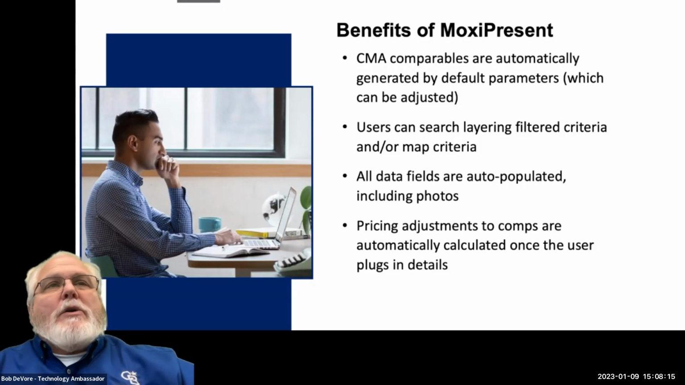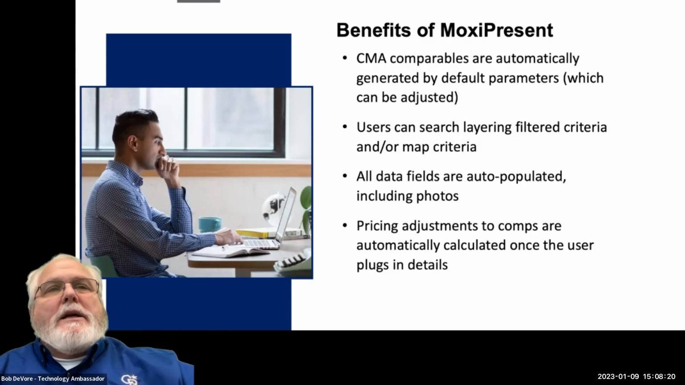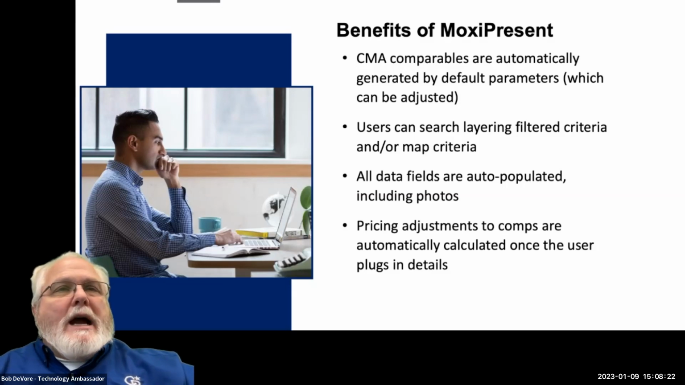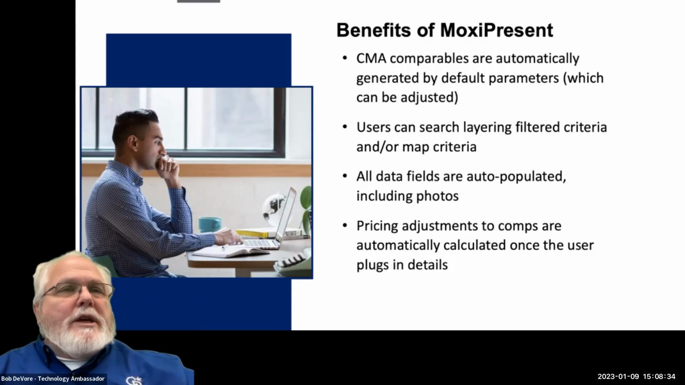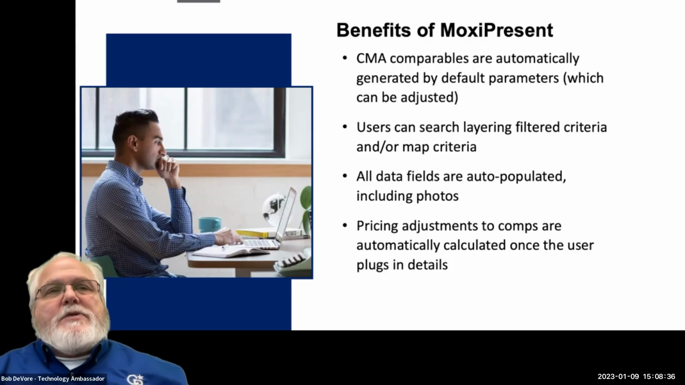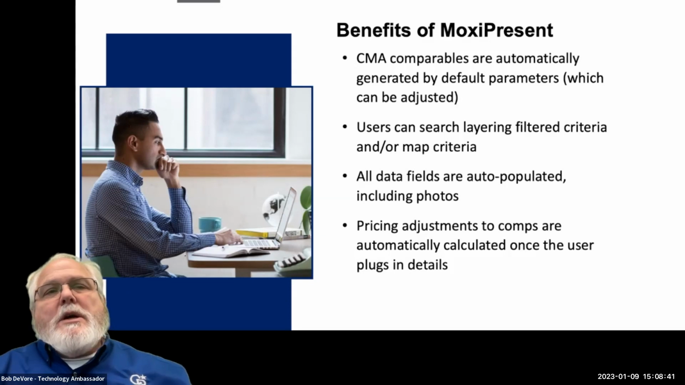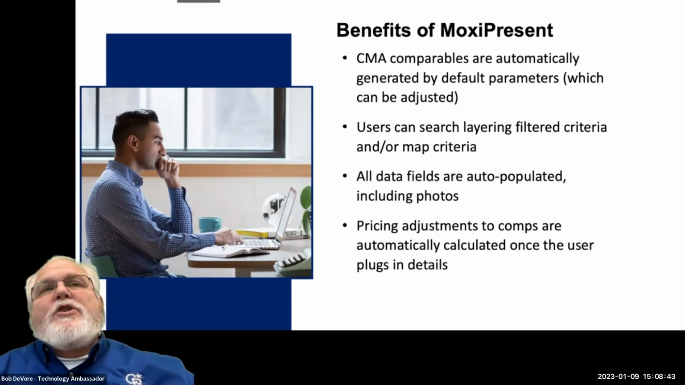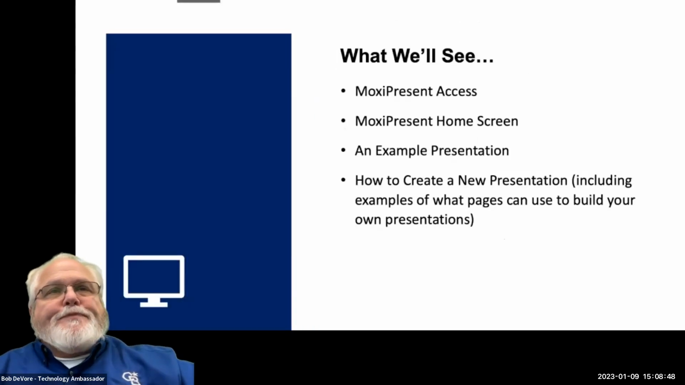Again, I'm not going to talk about how to do the actual selection for the CMA. You're going to learn all kinds of things you can do with the map, because the map's interactive. And know that when you send it to your client, it's also interactive. All the data fields are automatically populated with all the images and all the verbiage and everything else that's available on the MLS. It's done automatically. And of course, pricing adjustments, you have a little bit of control over those. Okay, so let's take a tour.